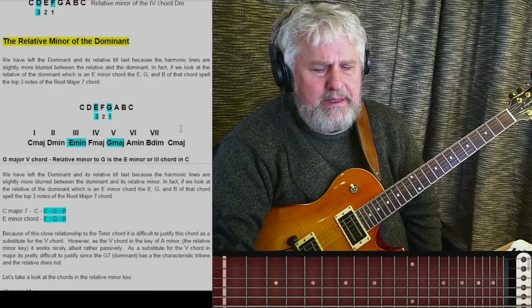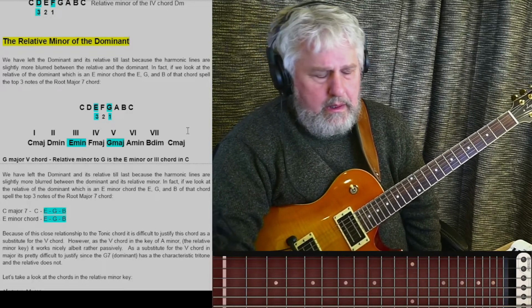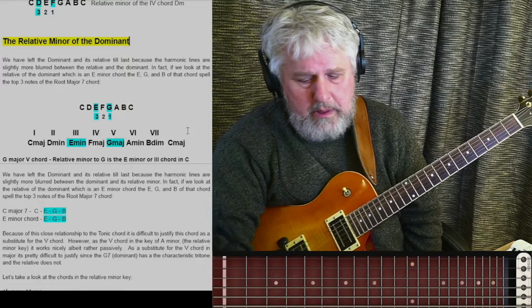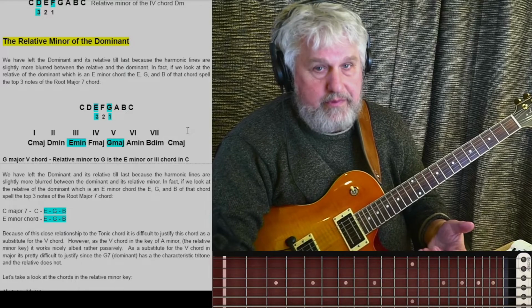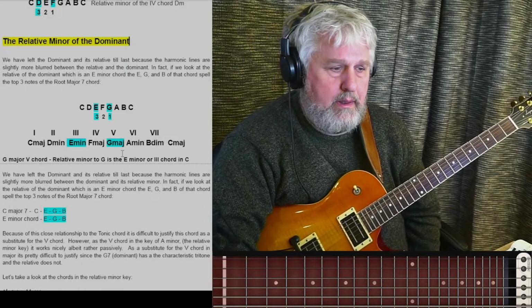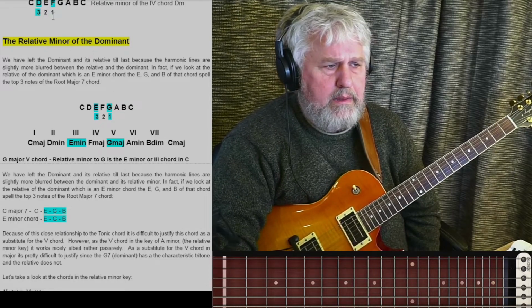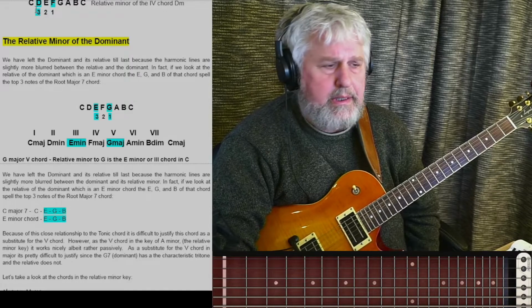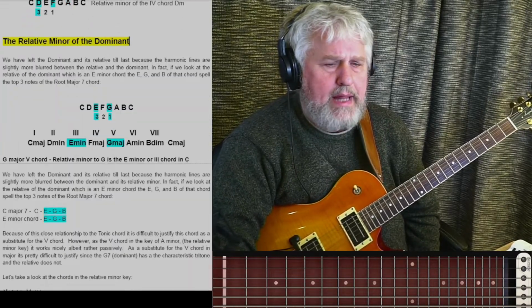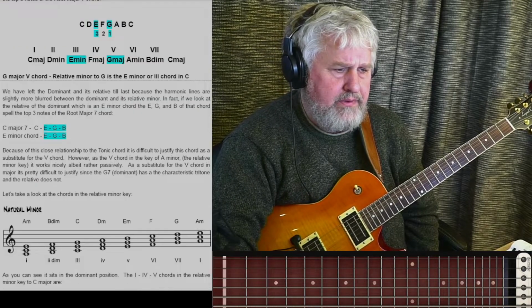Okay, so because of that, it's pretty difficult to justify a substitution of the E minor chord for the G7 chord or the G major chord. That's not the same with the other two. They will substitute quite nicely, and I don't want to go into in-depth reasons for that. But these are important things.